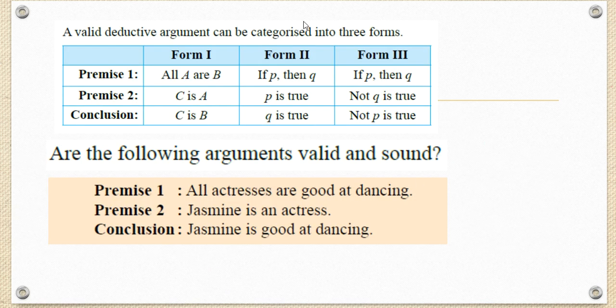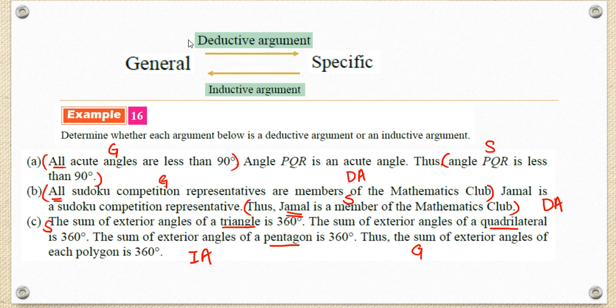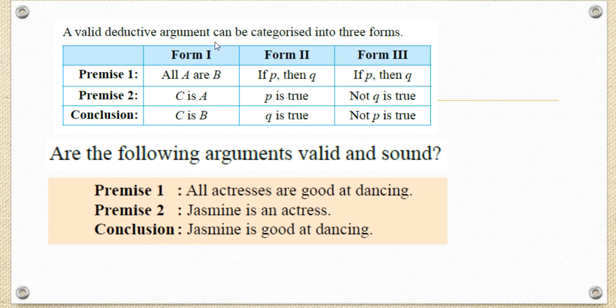Okay? Right. So now we proceed to valid deductive arguments. So we are going to study more about deductive arguments today, from general to specific. A valid deductive argument can be categorized into three forms. There are three forms of DA. DA is deductive argument.